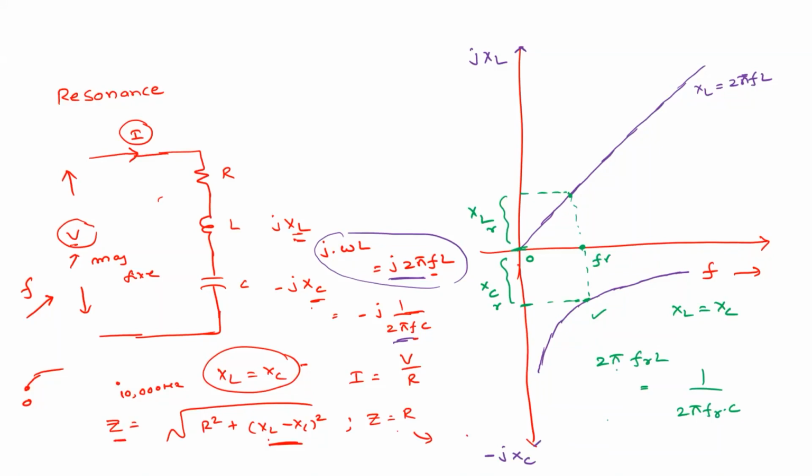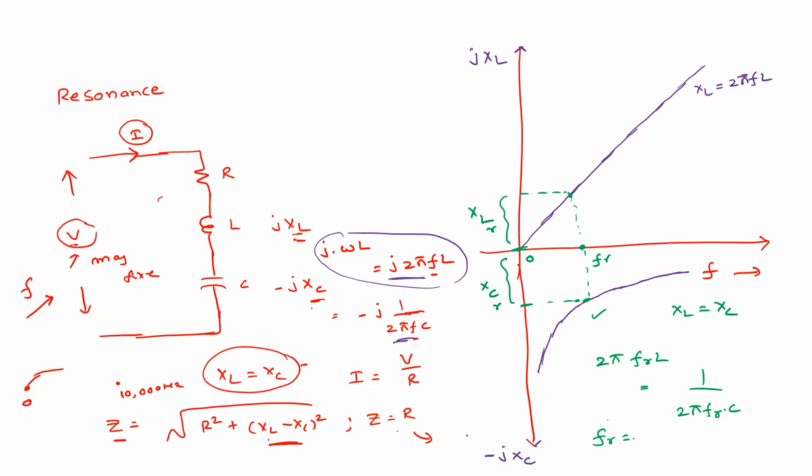So basically at resonance you have 2 pi FR into L equal to 1 by 2 pi FR into C. Sir, this is not an ideal condition, right? It is an achievable condition. When XL and XC are equal, it is obviously possible. It is not an ideal thing, it is a practical thing only.